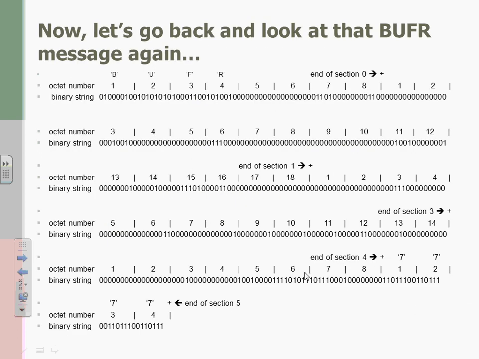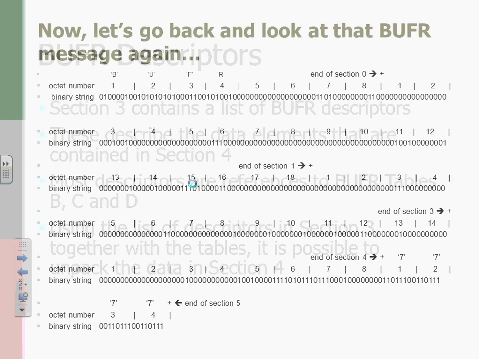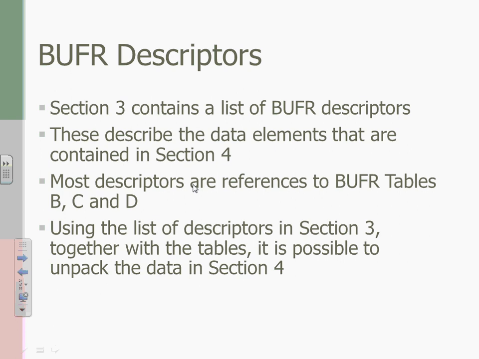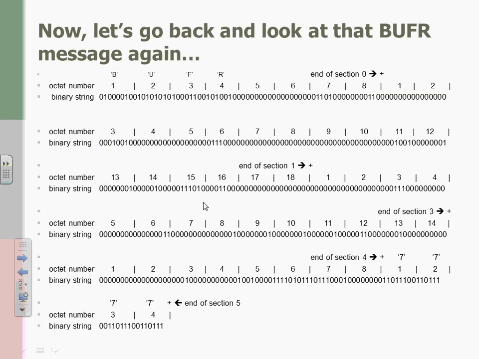So after the data section, section 4, following section 5 is 7777. So now we have decoded all this: one example BUFR message with section 0 to section 5. This is the basic BUFR structure.